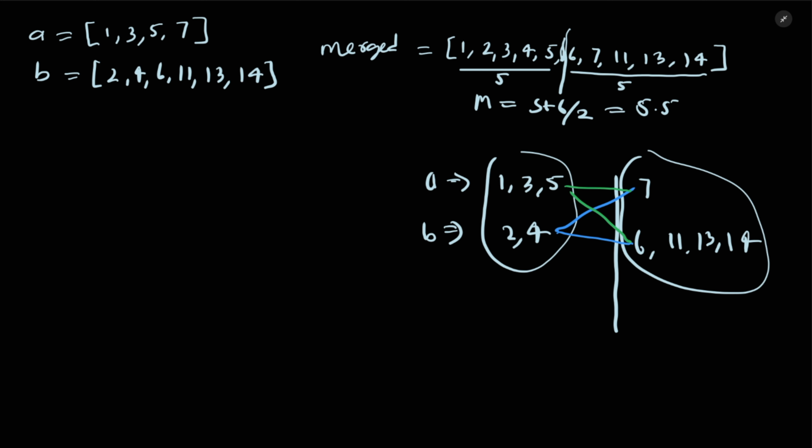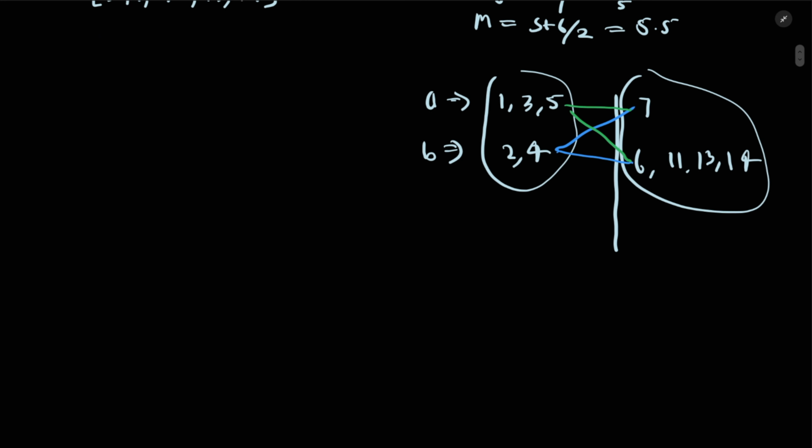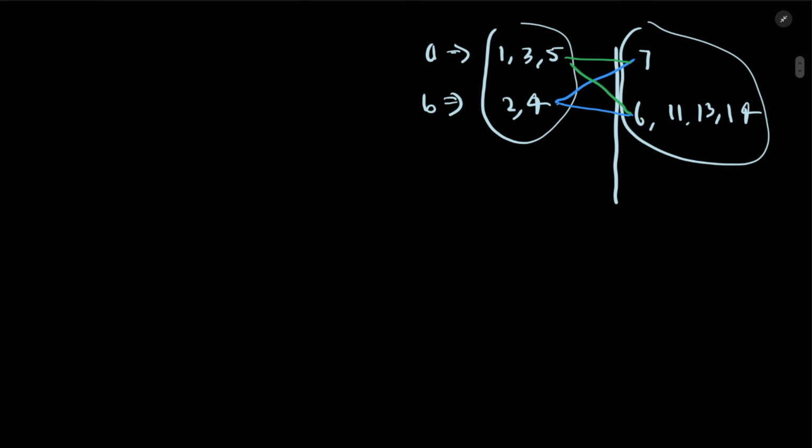If we take three elements from array A on the left side and put two elements on the right side, and we take three elements from array B and put the other elements on the right side, right? For that, let me just scroll a little bit. So what we are going to do, we are just going to take two elements, right? If I take two elements from array A, then I will have 1 3 here, and 5 7 will go on the right side.